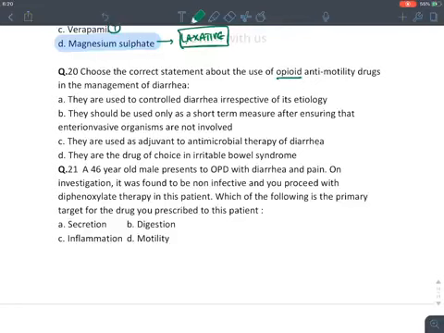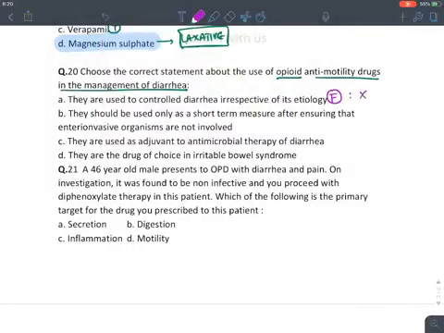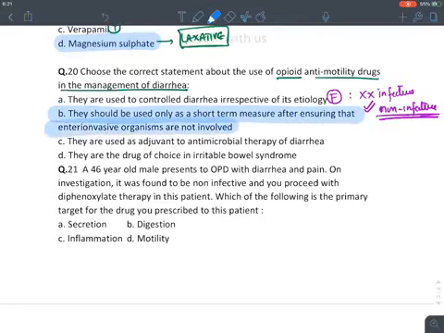Okay. Choose the correct statement about the use of opioid anti-motility drugs in the management of diarrhea. They are used to control diarrhea irrespective of etiology. False. Remember, they should not be given in infective diarrhea. They should only be given in non-infective secretory diarrhea. We don't suppress motility of intestine during infection, because during diarrhea the infection can move out of the intestine due to increased motility.